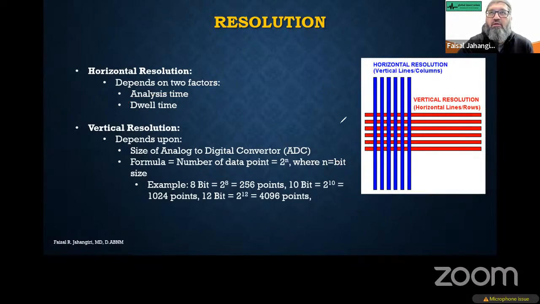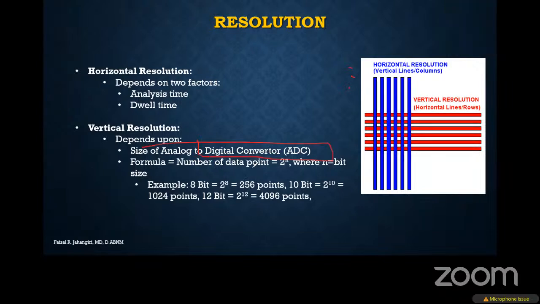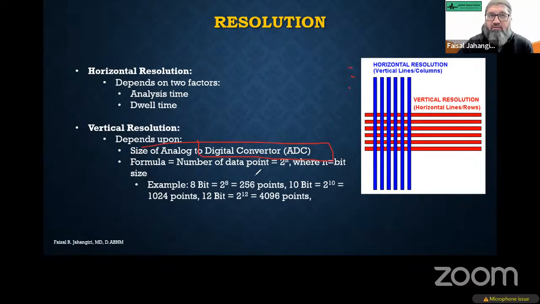On the other hand, the vertical resolution, going from the points we have from top to bottom, depends on the size of the analog to digital converter. The analog to digital converter is converting the analog signal into digital format and is going to mark the data points on the screen. So how many data points we have, the formula for that is 2 to the power n.